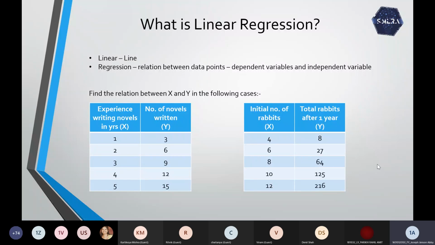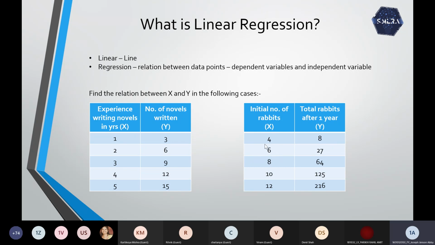If you take this example, suppose this is another hypothetical example. I took a survey of various groups where they breed rabbits. They told me that initially they had 4 rabbits in their group, and after 1 year, you know that rabbits reproduce very fast, they have a total of 8 rabbits now. Similarly, I went to another group.